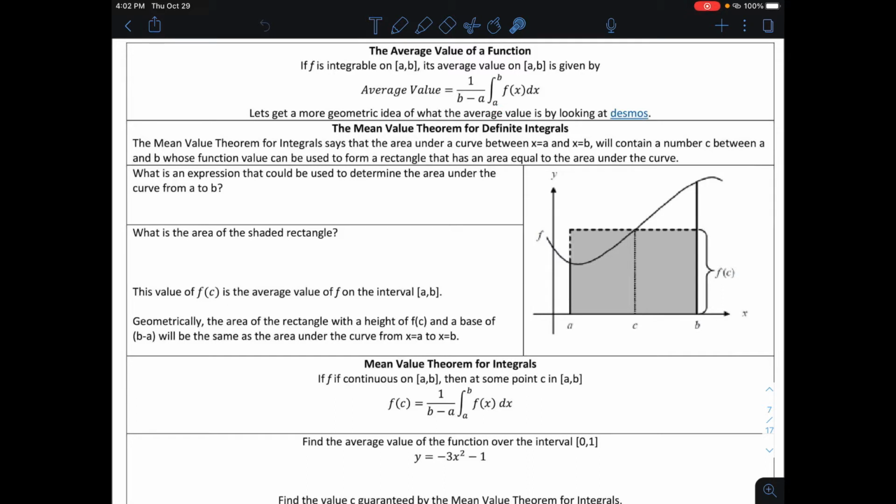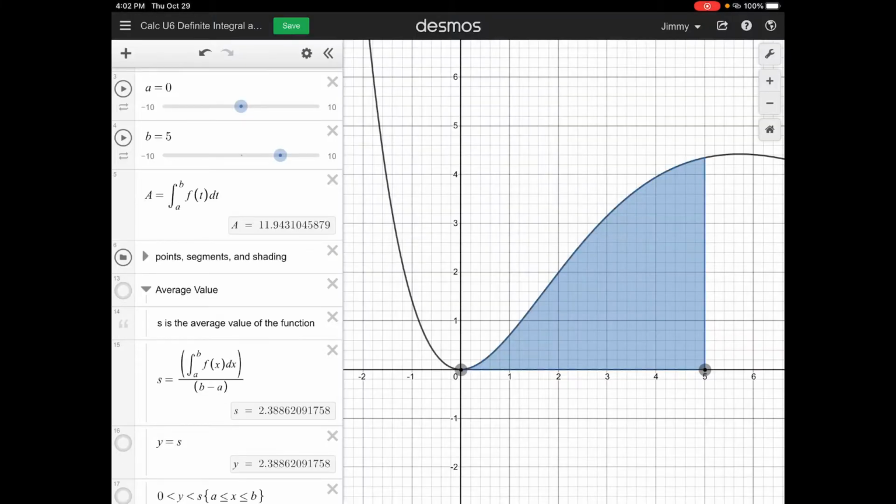And so we're going to open up a Desmos window here, and we're trying to get a little bit more of a geometric idea of what the average value means. Looking at Desmos, we have the graph of some function, shaded below it, and that represents the area underneath that curve along the x-axis from 0 to 5. On the left-hand side, the area underneath that curve is the definite integral from a to b, where a is 0 and b is 5, for this function, and it tells us that the area underneath the curve is 11.943.